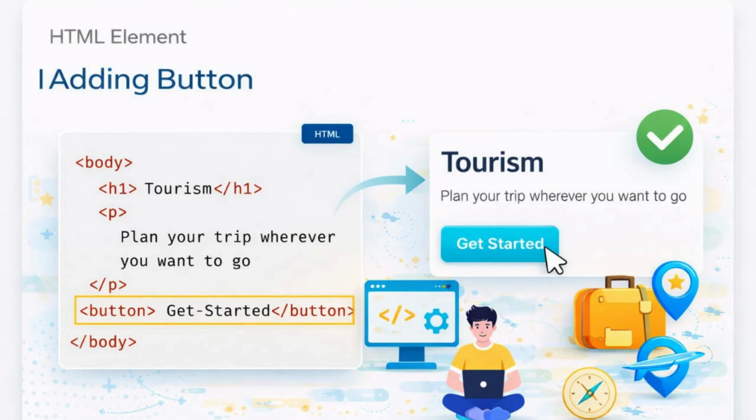Now let's make it interactive. We're going to add a button with the HTML code. Opening button tag content, get started, closing button tag. When you type this out in your code, it'll create a clickable button that looks just like the one here, saying, get started. That's it. It's a super simple way to make your web page more interactive.